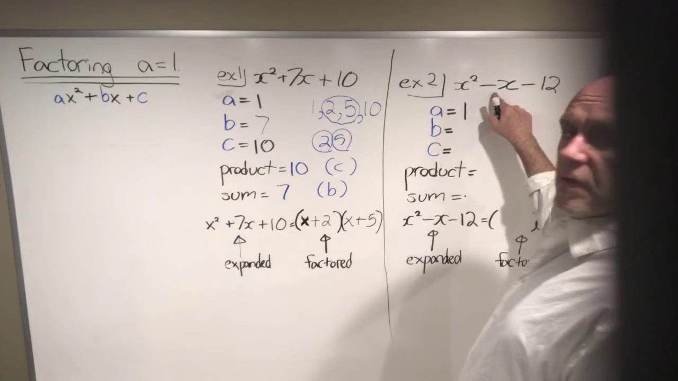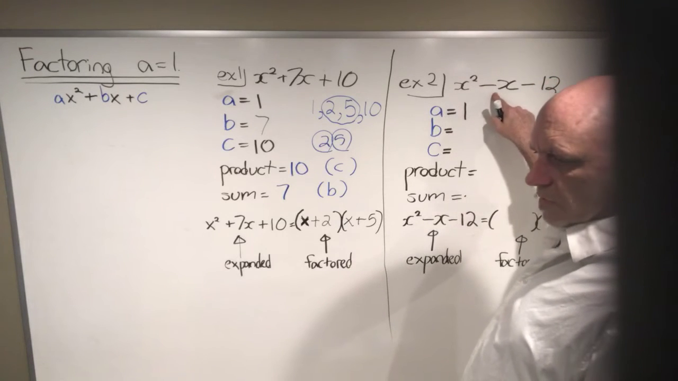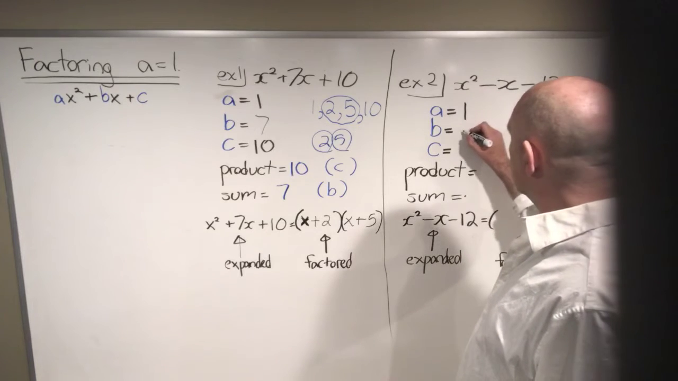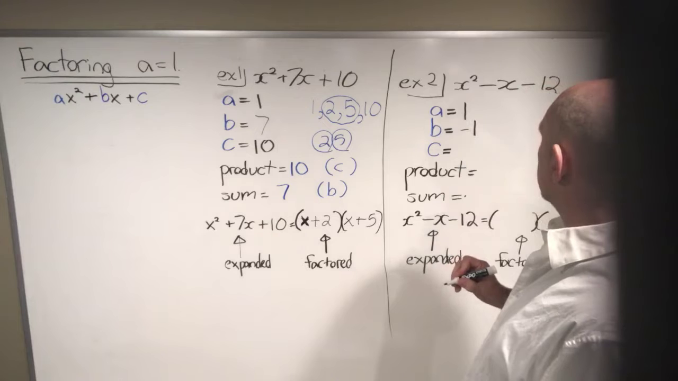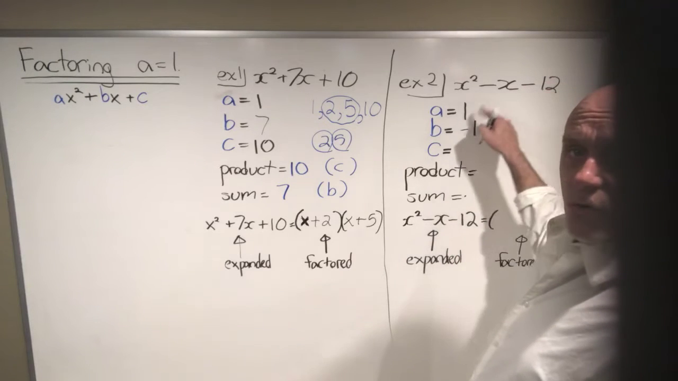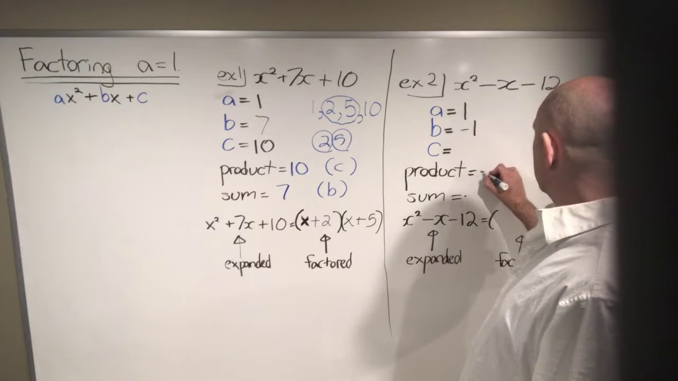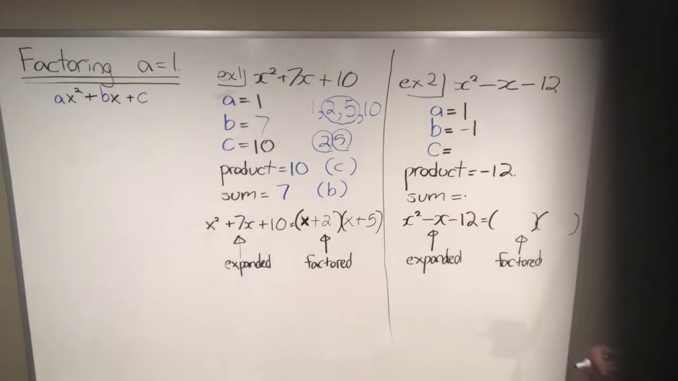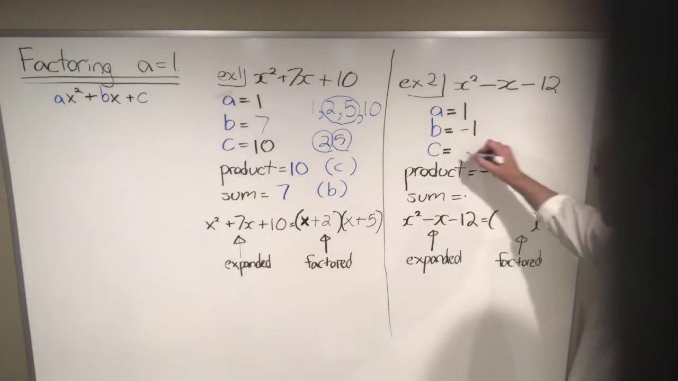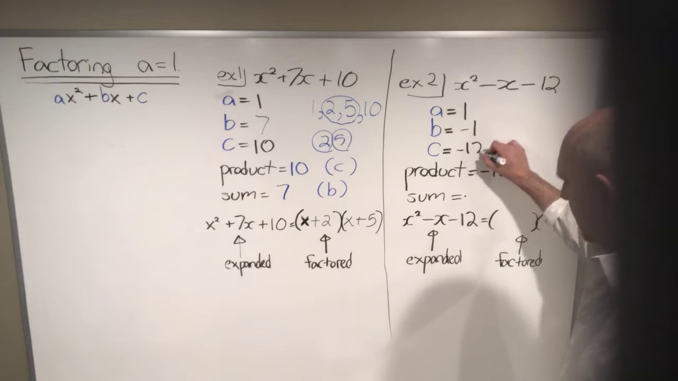B is the coefficient of the linear term. What's the coefficient of this negative x? Well, it's negative 1. Negative 1 is the number that multiplies by x. And then finally, the number left over is the constant term. That is negative 12. Okay, so we want, sorry, I meant to put that here.